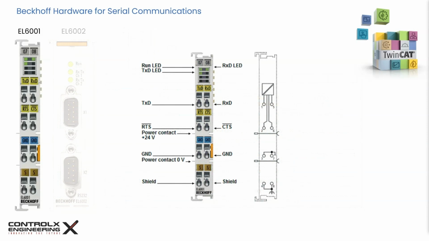The connection points on the EL6001 are identified as shown. The minimum number of connections for reliable serial communication between the PLC and sensor are the transmit, receive, and ground connections. If using a shielded cable, then the cable shield can be connected to the connection point 4 or 8 at the bottom.